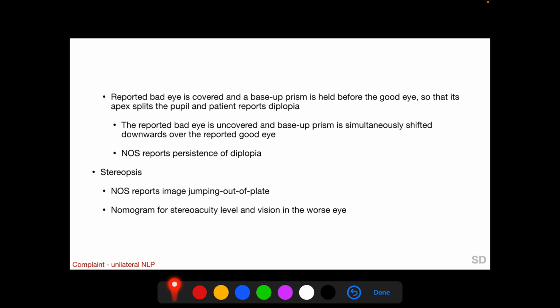In a unilateral NPL situation, if we test stereopsis, the NOS reports images jumping out of the plate, and there are nomograms to match vision in the worse eye with stereo acuity level with both the eyes.